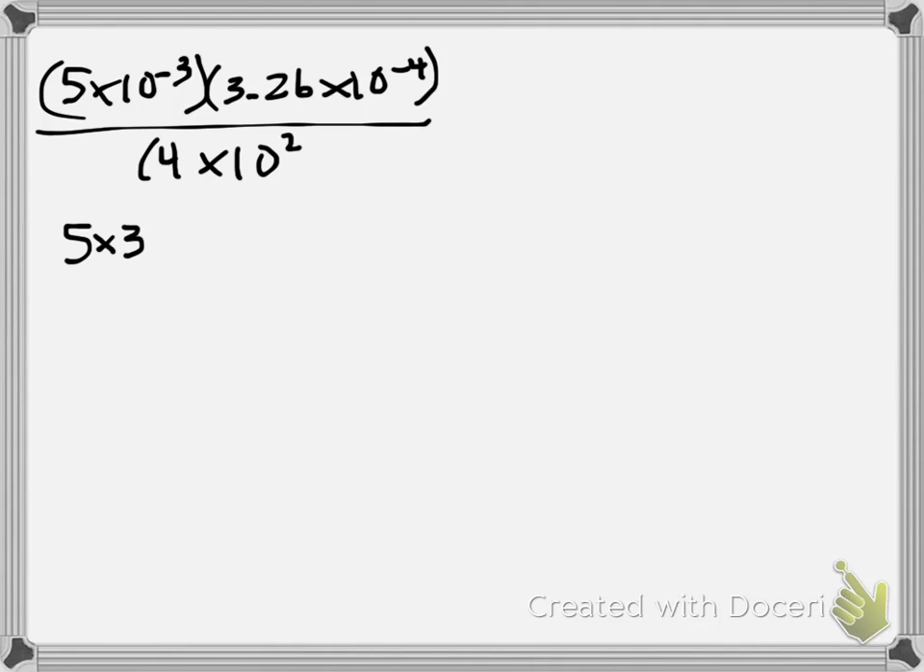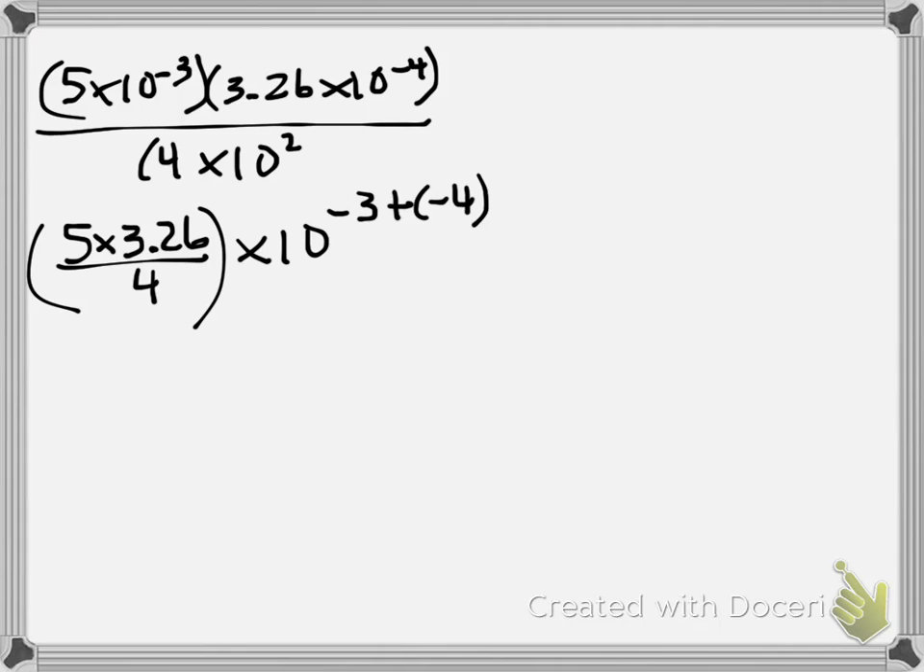So here we're going to have these guys. Okay. And we've got this. And then times 10, and we have negative 3 plus negative 4 because they're being multiplied. And then I'm going to subtract the denominator's exponent, which is 2, because I'm doing division. So here's something that you can do because of what's happening in the numerator. Notice that you have 3.26 and 4. They are even. So I can divide out a factor of 2 from each of them.